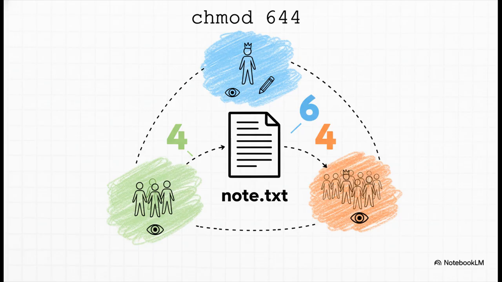When you type chmod 644, you're setting permissions for 3 different groups all at once. The first number is for you, the owner. The second is for the group, and the third is for everyone else, or others. So, 644 means the owner gets a 6, which is read and write. The group gets a 4, read only, and others get a 4, also read only. See? In one quick command, you've set a complete and very specific rule.